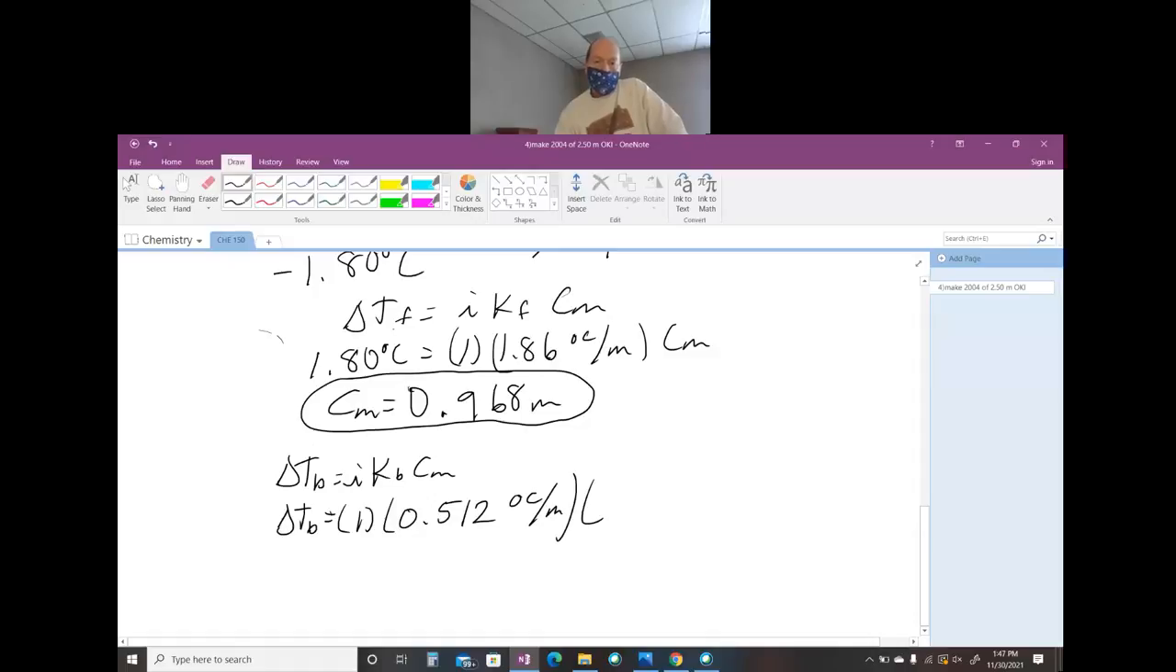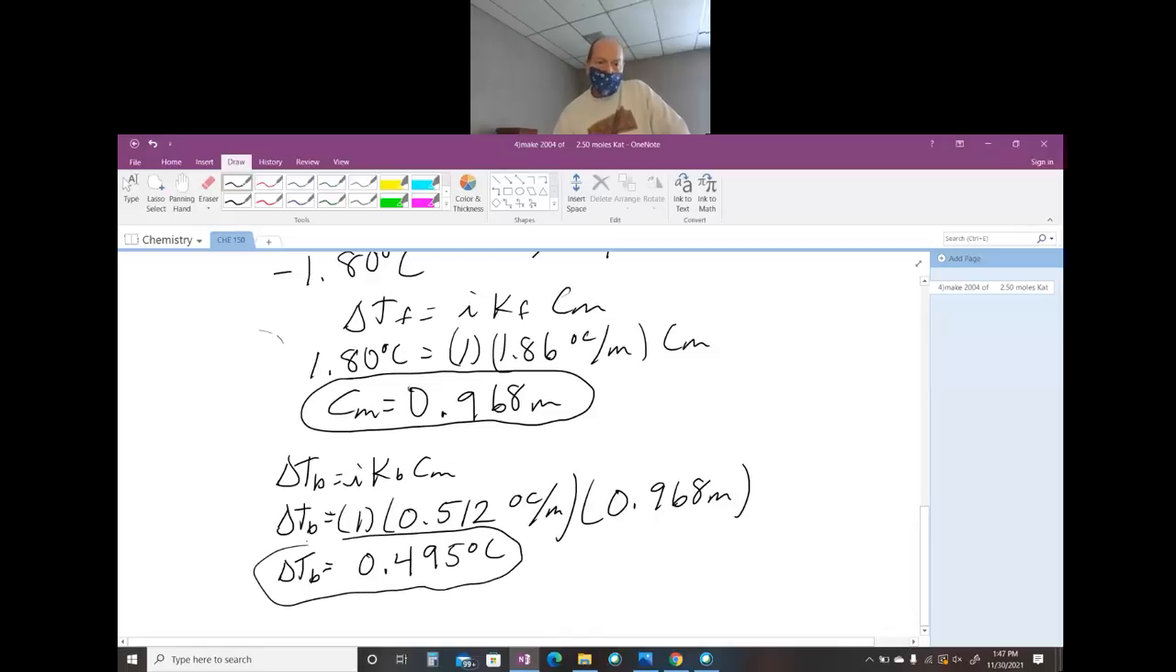And the concentration of this weak acid, we just calculated right there. The concentration in molality is 0.968 molal. And so your delta T sub B is equal to 0.495 degrees Celsius.